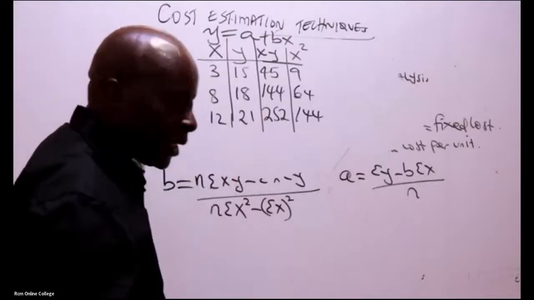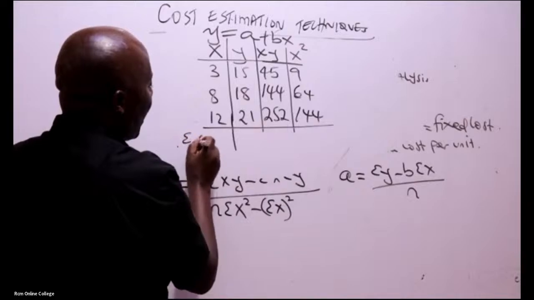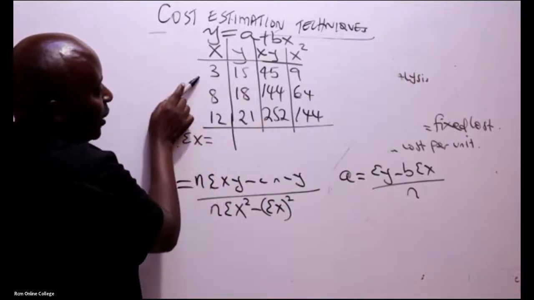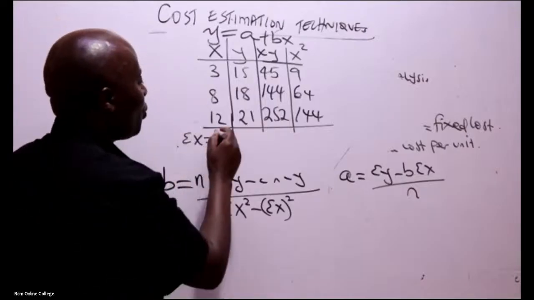So go ahead and give us summations. Give us here summation of x. Is there somebody who can add this for us? So summation of x, this will be 11 plus 12. That gives us 23. Thank you so much, 23.